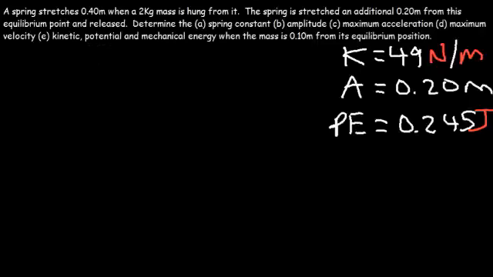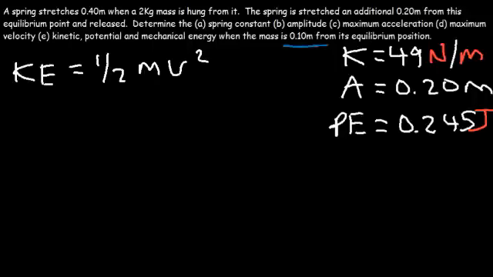The kinetic energy is equal to 1/2 mv squared. Now we can't use the maximum velocity, 0.99. It will be at its max when x is 0 at the equilibrium position. But we're not at the equilibrium position. x is 0.10. So we've got to find the velocity first at 0.10.